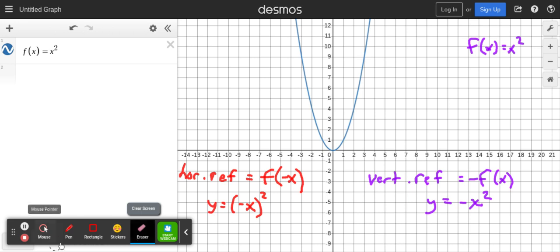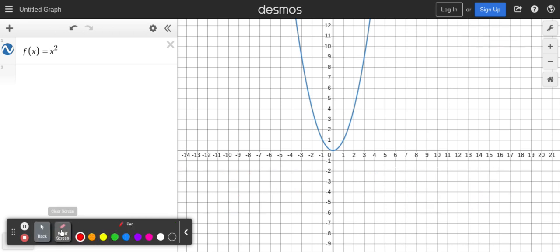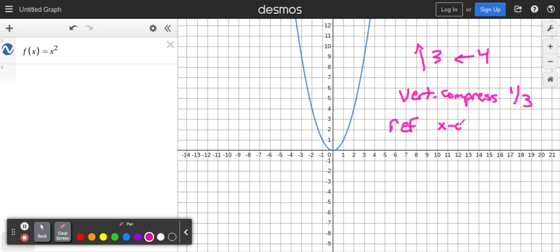All right, so let's say hypothetically we have a question that says, take our original function, x squared, and it tells us that we want to go up by 3, to the left by 4, vertically compress by 1/3, and reflect across the x-axis. So x-axis, so vertical reflection.